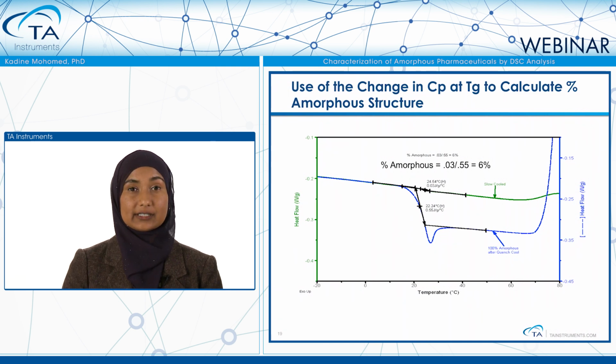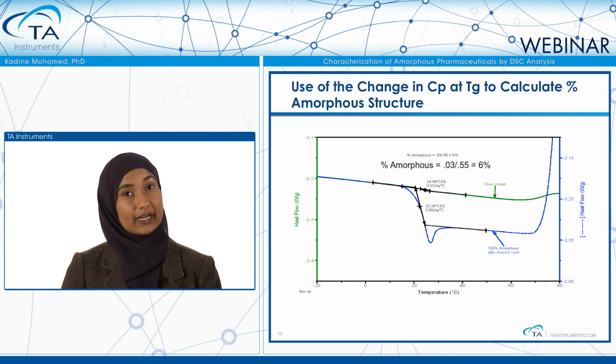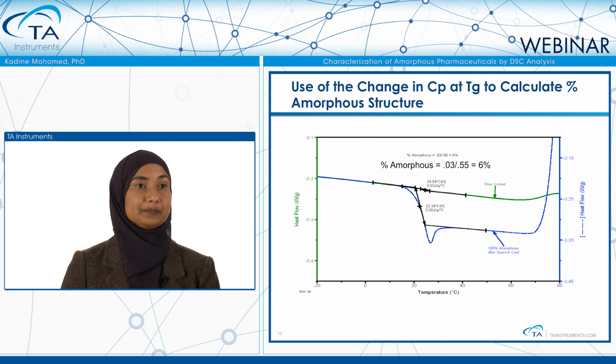This solid amorphous state, this 100% amorphous content material, will then undergo quite a large step change associated with the Tg. And from here, the blue line, where we're looking at the glass transition of a material that has been quench cooled, notice that the step change is about 0.55 joules per gram degree C. So this is the delta CP for 100% amorphous content.